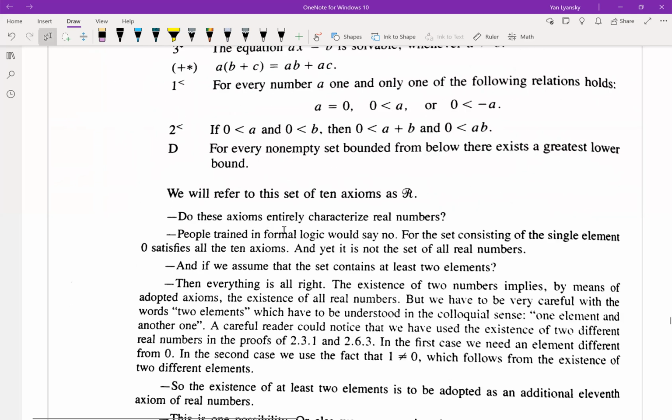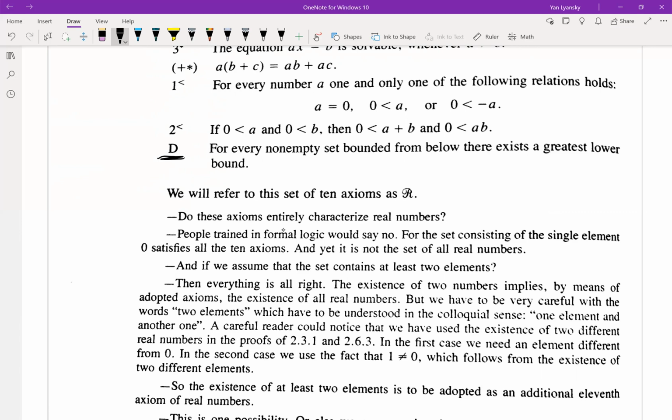For every non-empty set bounded from below, there exists a greatest lower bound. That is an axiom, so we're assuming this to be true. Now we want to assume this and somehow prove D prime. D prime was: for every non-empty set bounded from above, there exists a least upper bound.